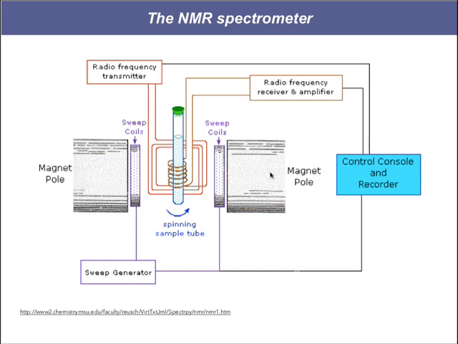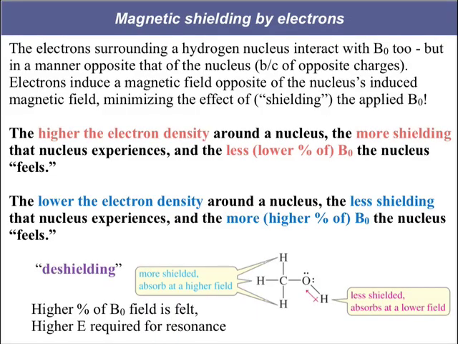Very simple physical setup. Now, I've been referencing that the amount of precession that we see is dependent upon the chemical environment. And that's because electrons that surround a nucleus can interact with the external magnetic field B0 as well. But the electrons interact with it in a manner opposite of the nucleus because they have opposite charges. So electrons will induce a magnetic field that is opposite to the nucleus's induced magnetic field, and that will minimize the effect of the applied magnetic field.